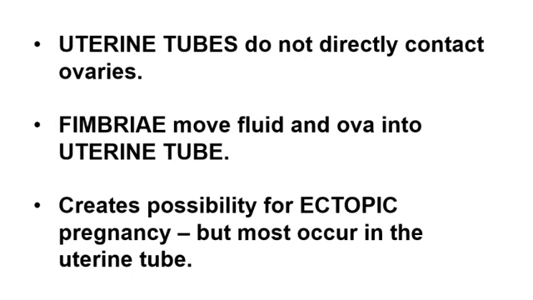However, what we realistically see is that most ectopic pregnancies actually occur in the uterine tubes, when a fertilized ovum implants itself into the wall of the uterine tubes. I believe this number is somewhere around 90% of ectopic pregnancies occurring in the uterine tubes.